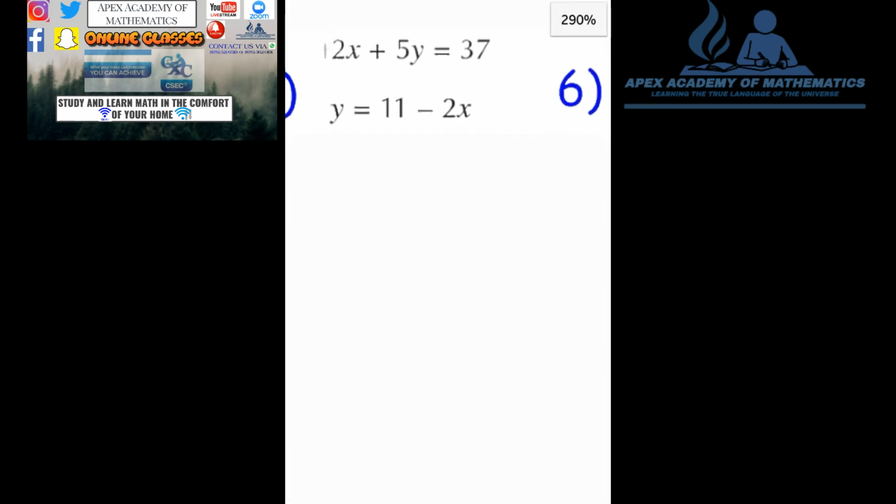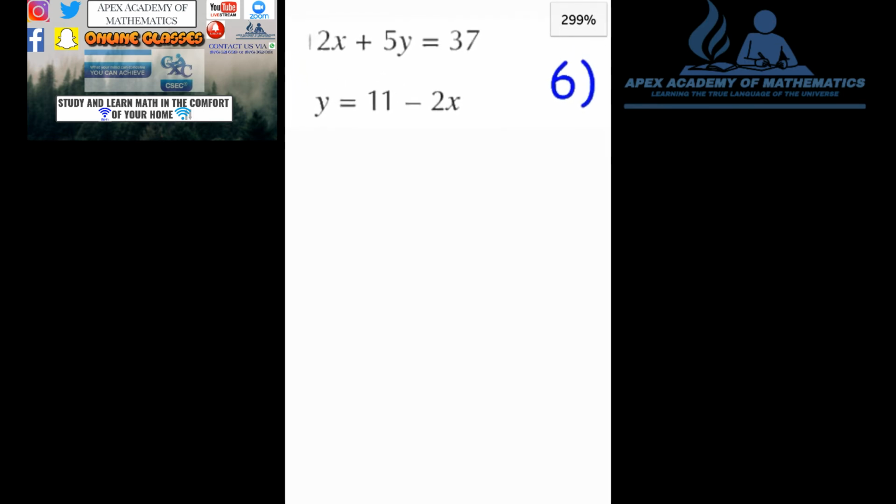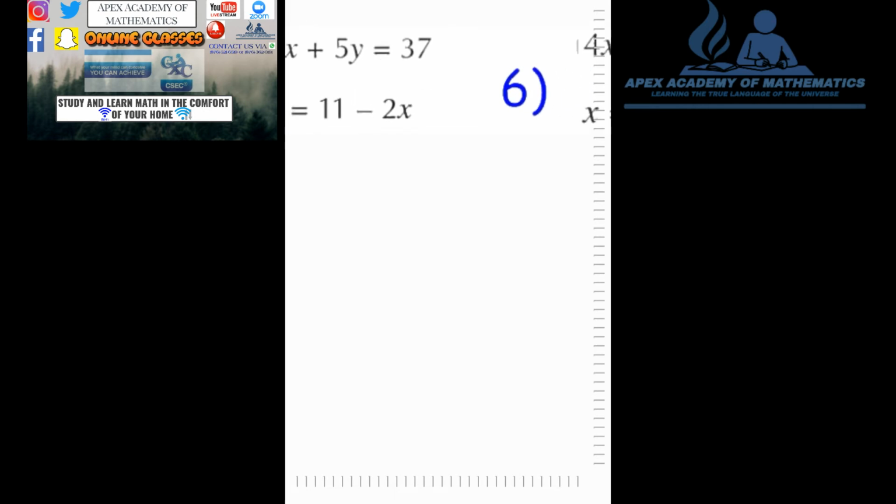All right, so there are certain times when the question itself doesn't require you to make the variable the subject. Sometimes the question that is given to you already has that variable as the subject. So here, let's apply step number 1. We're going to call this equation 1, and of course this equation 2.